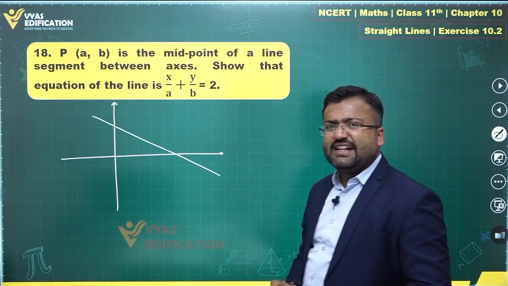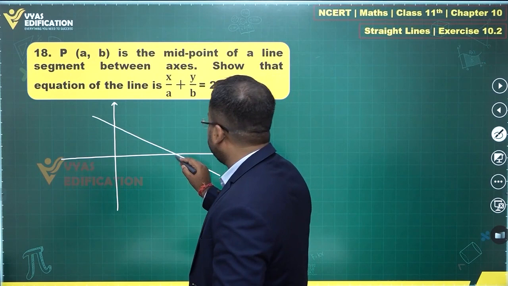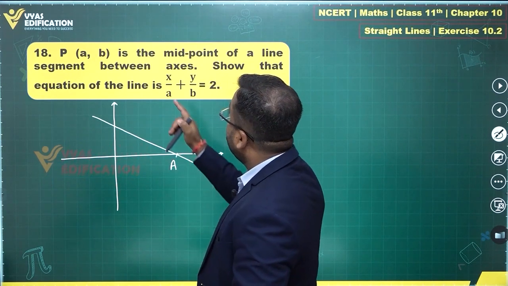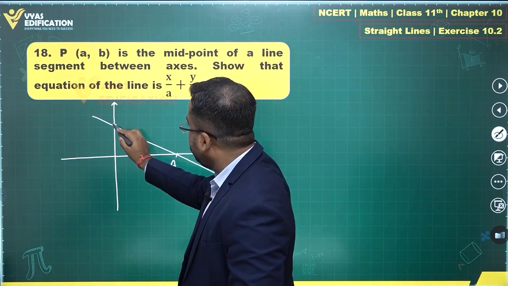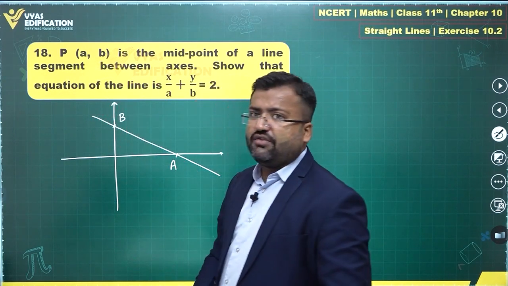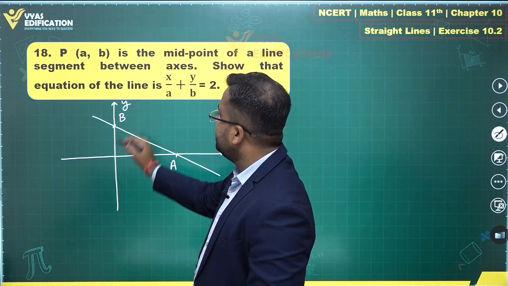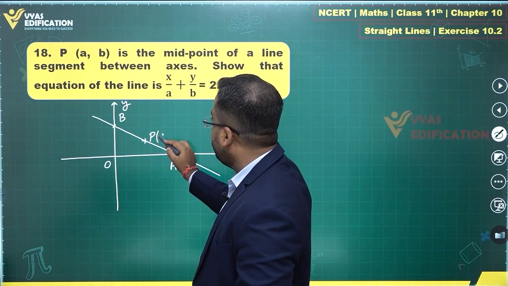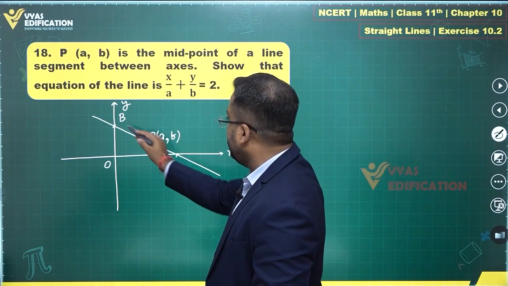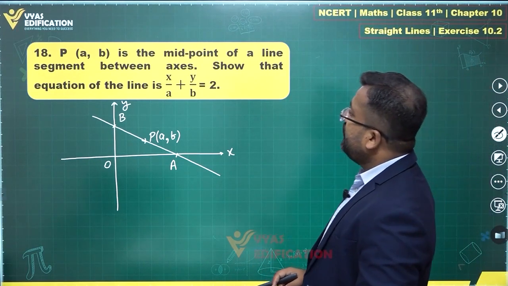Without loss of generality, let's take point P in the first quadrant, right? A and B correspondingly will be this midpoint of a line segment between axes. So let's say A and B are the points of intersection of the line with the x-axis and y-axis respectively. This is the origin, and the midpoint is P(a, b) of this line segment AB. Show that the equation of the line.